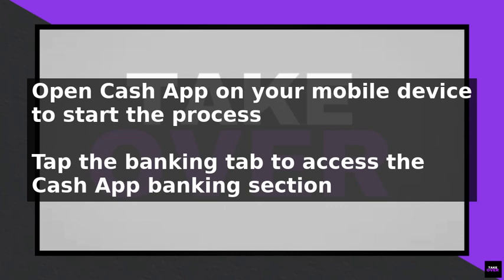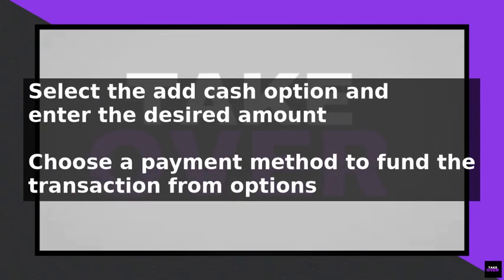You will then be asked to choose a payment method to fund the transaction. You can link a debit card, credit card, or bank account to your Cash App account. If you have not already linked a payment method, you can do so by selecting the Add Card or Bank option and following the prompts to enter your payment information.